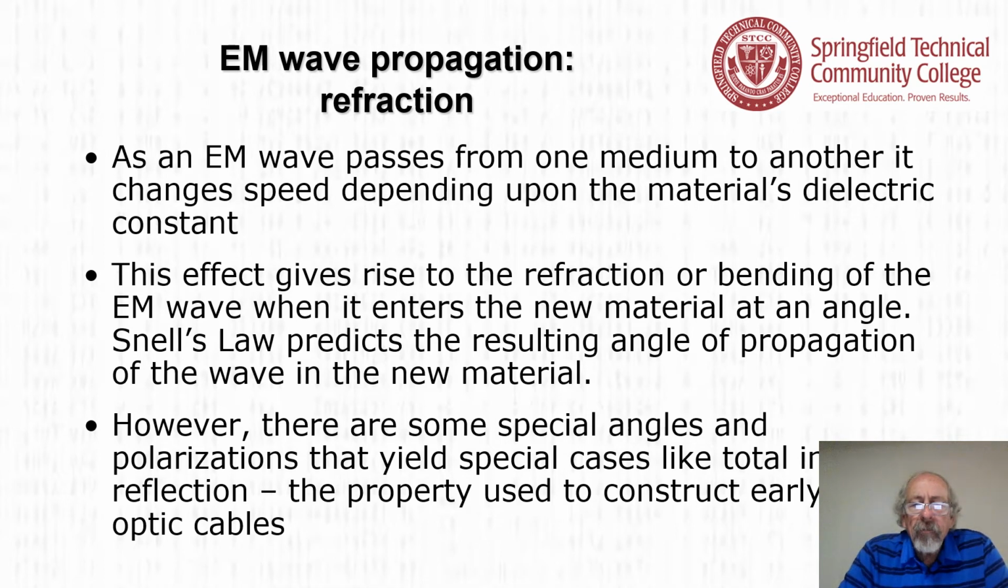As an electromagnetic wave passes from one medium to another, it changes speed depending upon the material's dielectric constant. This effect gives rise to the refraction, or bending, of the electromagnetic wave when it enters a new material at an angle. Snell's law predicts the resulting angle of propagation of the wave in the new material. However, there are some special angles and polarizations that yield special cases like total internal reflection. This is the property used to construct early fiber optic cables.